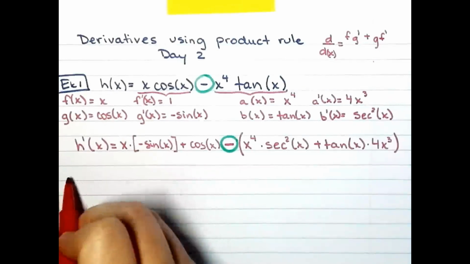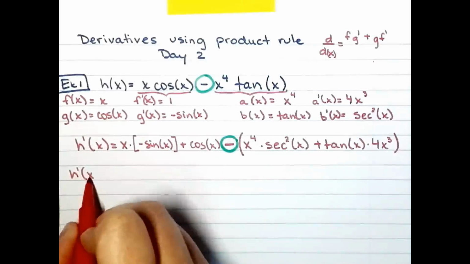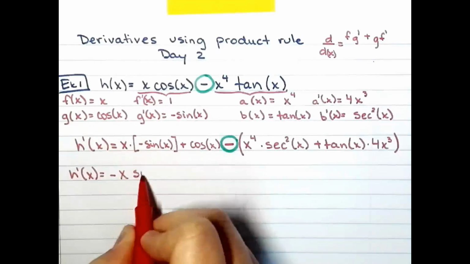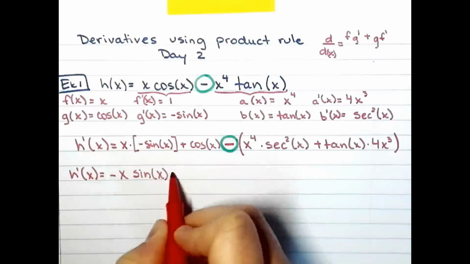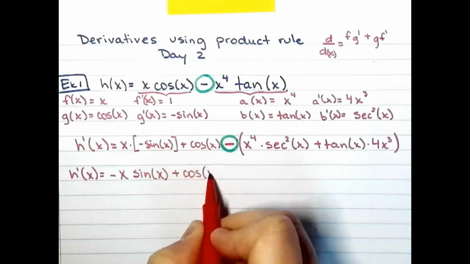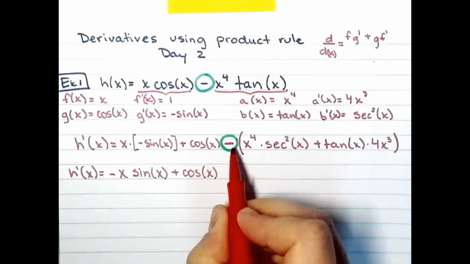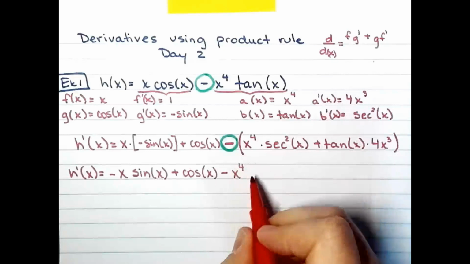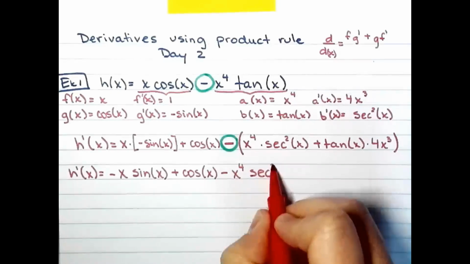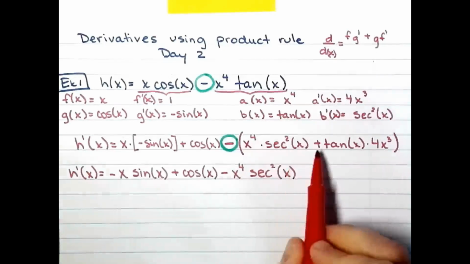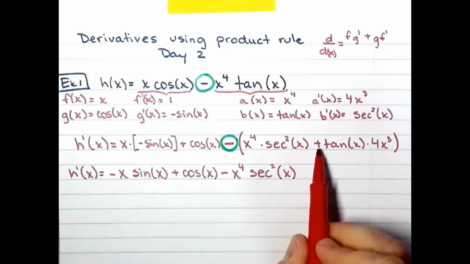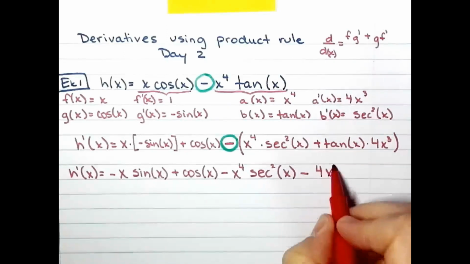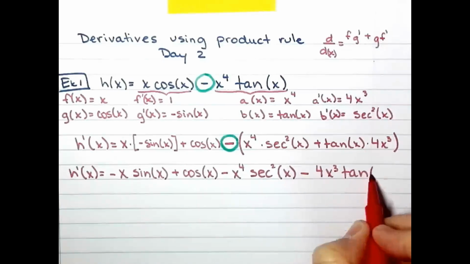Let's rewrite this. So negative x sine of x plus cosine of x. Now take care of that negative. So negative x to the 4th power secant squared of x. Now that will make this positive turn into a negative. So minus 4x cubed tangent of x.